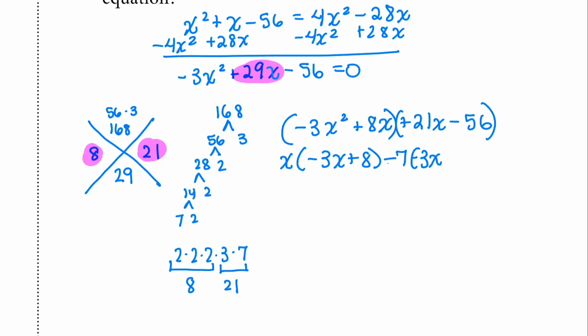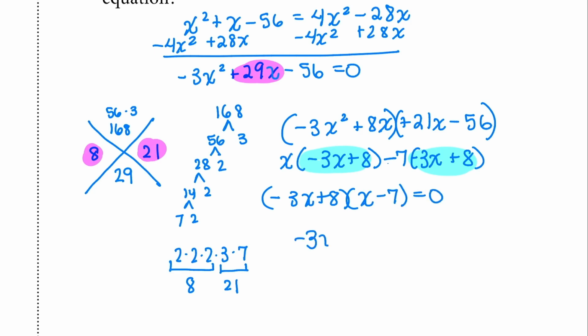So negative 3x plus 8. Now that we have a matching set of parentheses, we can go ahead and factor out a negative 3x plus 8, x minus 7. And now we can go ahead and set each of these factors equal to 0 and solve for x.